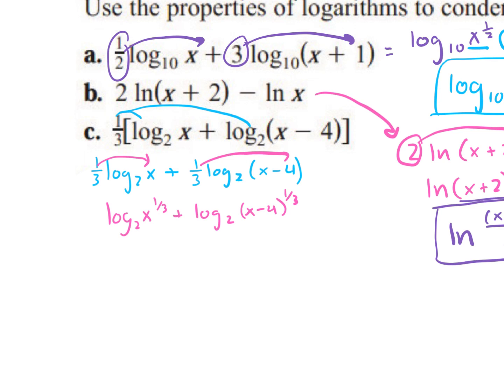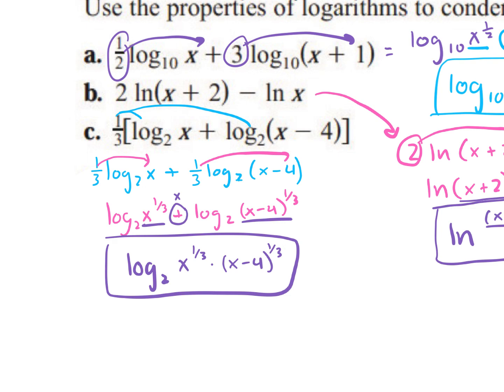And then here I'm adding, so I know addition goes with multiplication. When I condense it down to a single log with the same base. Base never changes. So log base 2, and I multiply the two things that I'm taking the log of. So x to the 1/3 times x minus 4 to the 1/3. That would be our answer.